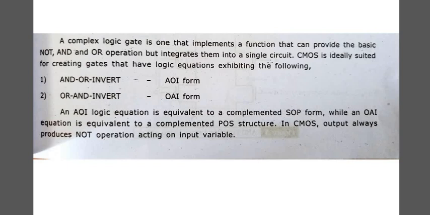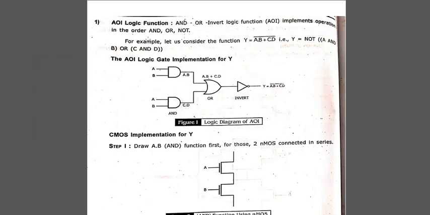They can be exhibited in two different types, that is AOI and OAI, equivalent to the sum of products or product of sums. So I will show one example of how an AOI will be formed. First see what the AOI logic function is. It is the AND, OR and inverter logic function, implementing the operation of the AND gate, OR gate as well as the NOT gate.